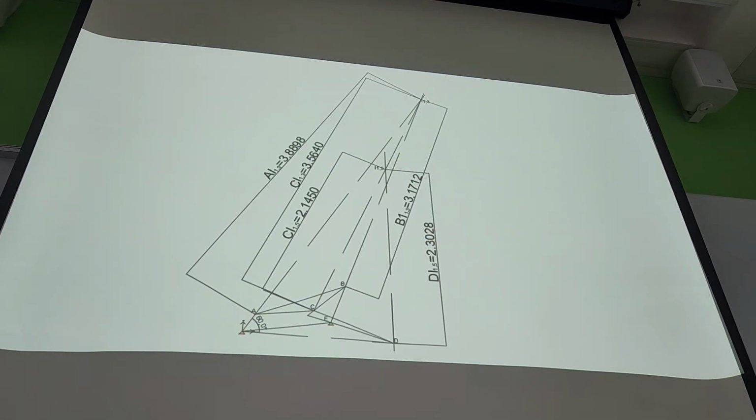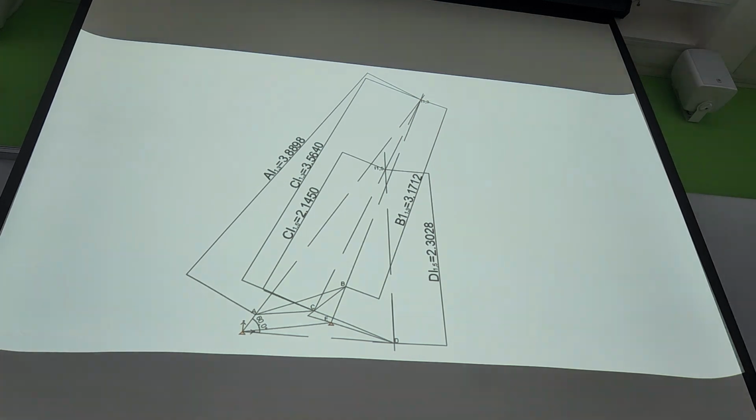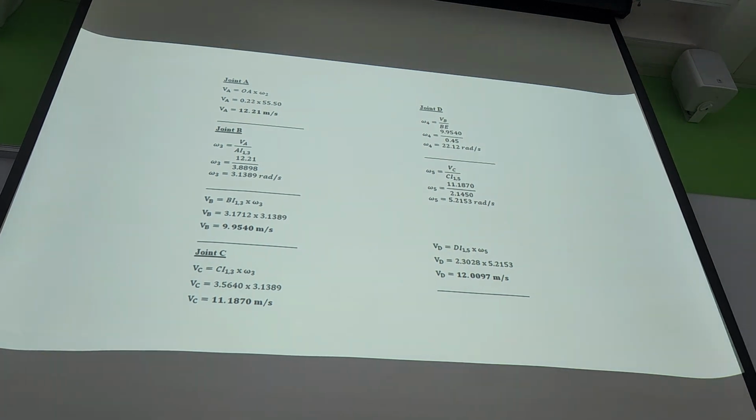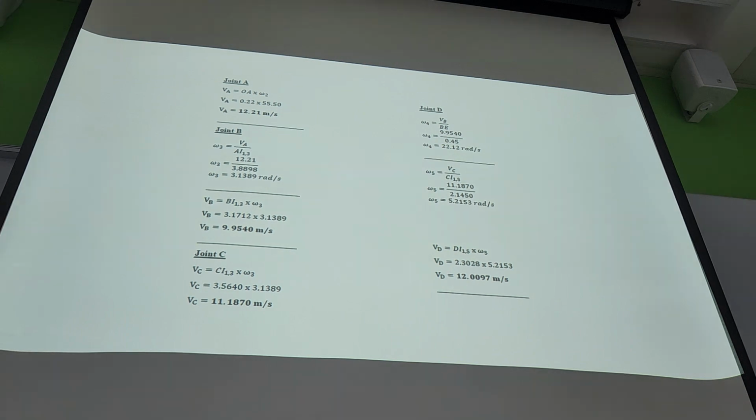This is how the dimensions are shown. So from A to instantaneous center 1,3 and C to 1,3. Then calculating the velocities for joint A, joint B, then joint C, joint D. Then calculating the angular velocities. Omega 2 is given to you, so you are calculating omega 3, then omega 4, omega 5. You can see the calculations are very simple here.